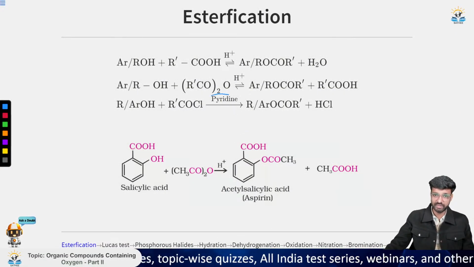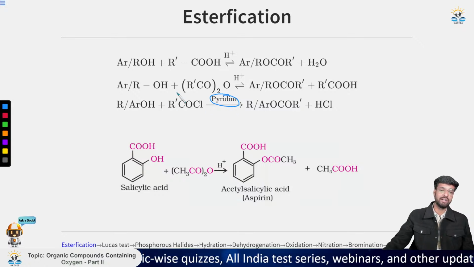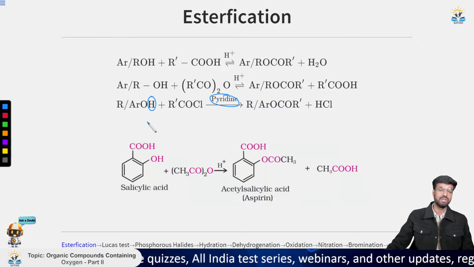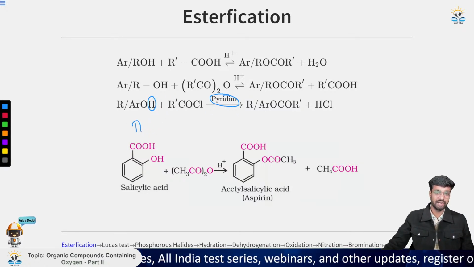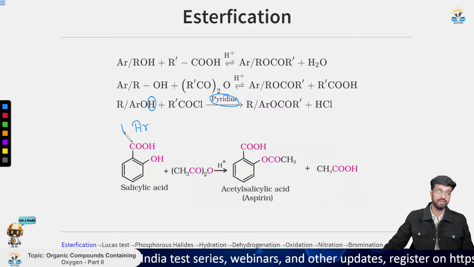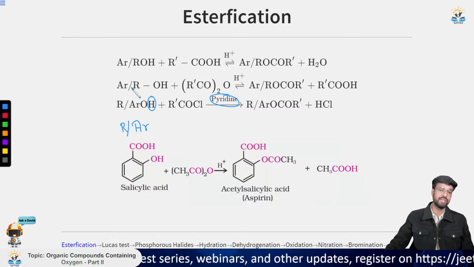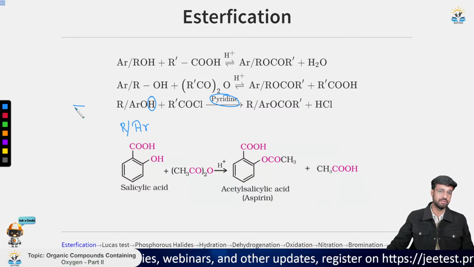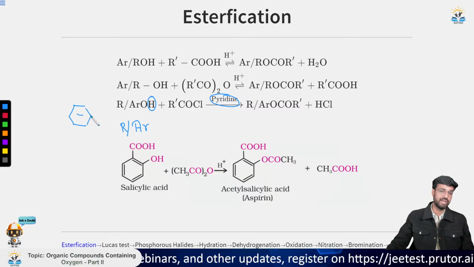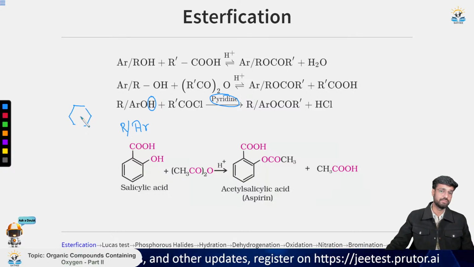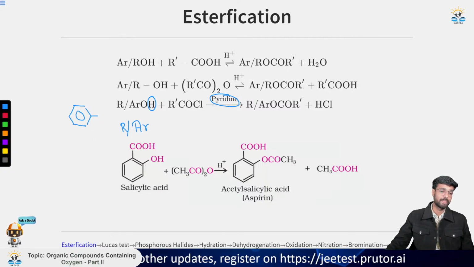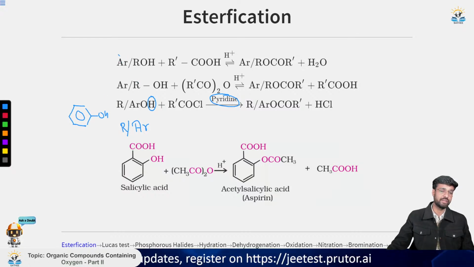Now if you have a pyridine here, what does pyridine do? It takes the hydrogen of this ROH. Simply it takes the hydrogen of this ROH, or AR, meaning you can have the aryl group also in this case. So you can have this kind of group also for all of these cases.